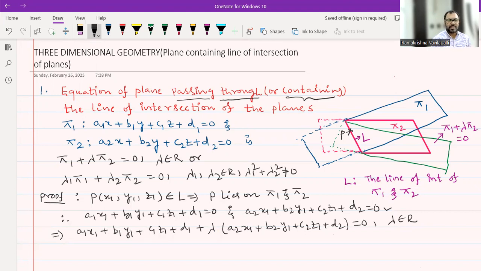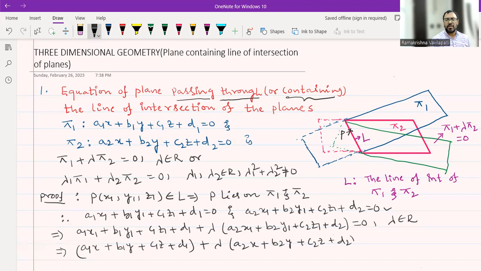So what is the meaning of this? This implies a1x plus b1y plus c1z plus d1 plus lambda into (a2x plus b2y plus c2z plus d2) equal to 0. Instead of x1, y1, z1, I wrote x, y, z. This equation satisfies the point P(x1, y1, z1).